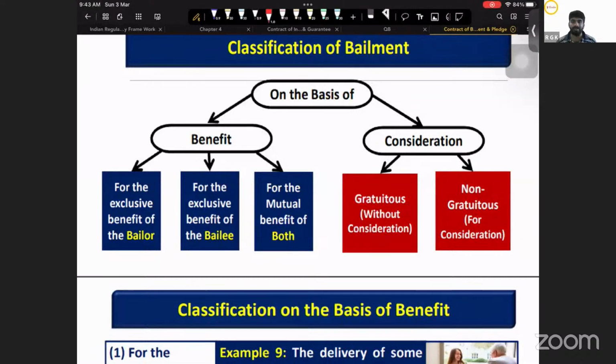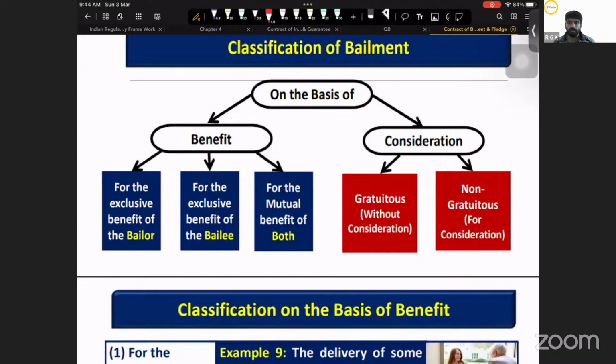On the other hand, they are not going to receive any consideration. You giving your car to your friend, you giving your possession goods to your friend for safe custody. In both the cases, no consideration is received by both the parties. I will consider it as gratuitous bailment. It is called as gratuitous bailment. So, non-gratuitous bailment and gratuitous bailment.